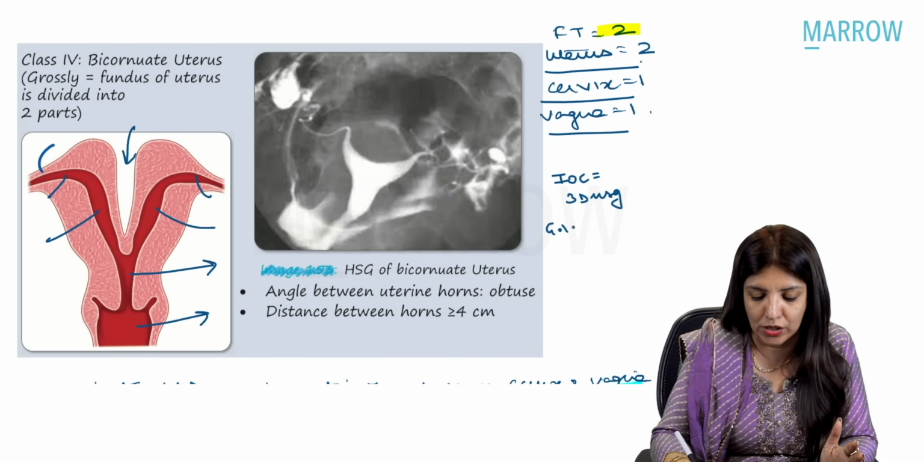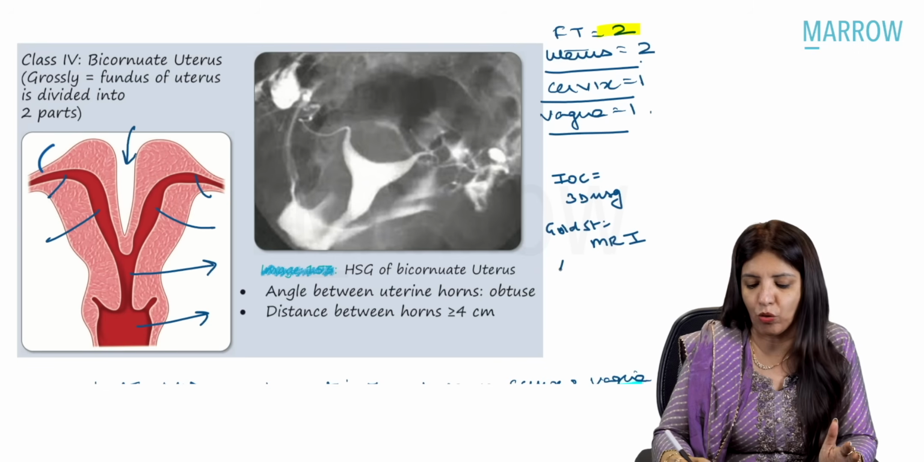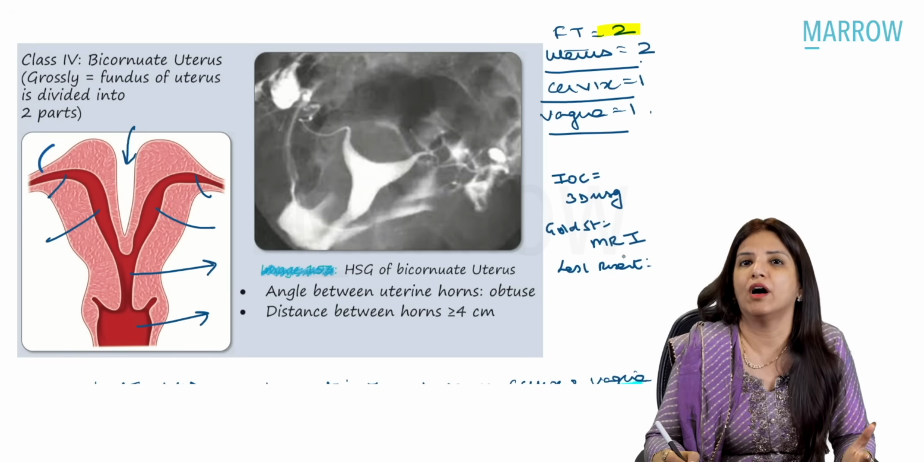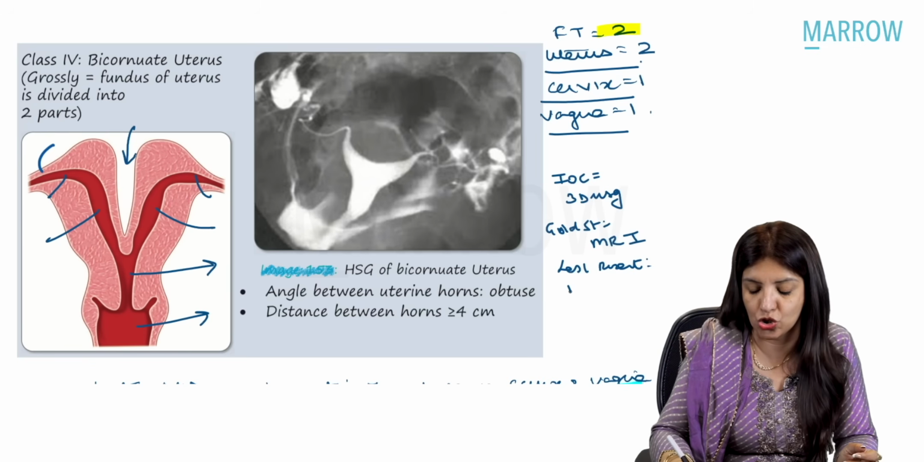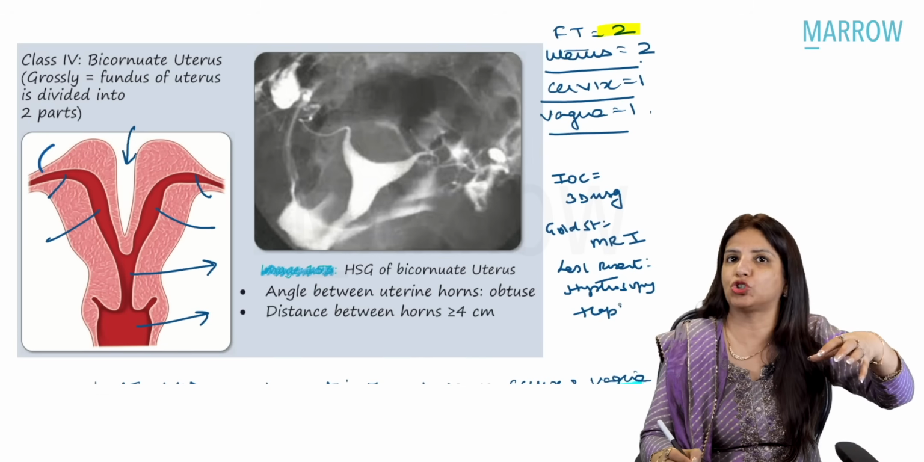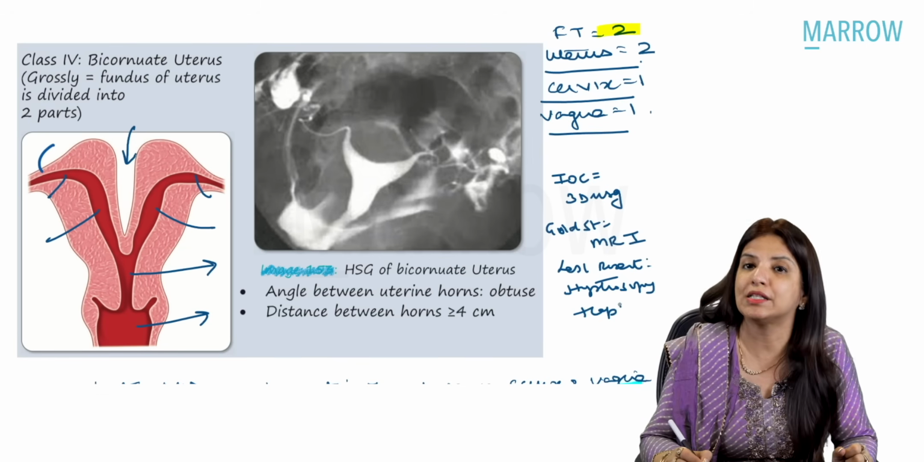And what is the gold standard? Gold standard is MRI, right? And what is the last resort? Last resort, if you are unable to find out which Mullerian malformation it is, you should do both hysteroscopy plus laparoscopy together. Laparoscopy will show you the top of the uterus and hysteroscopy will show you the inside of the uterus.